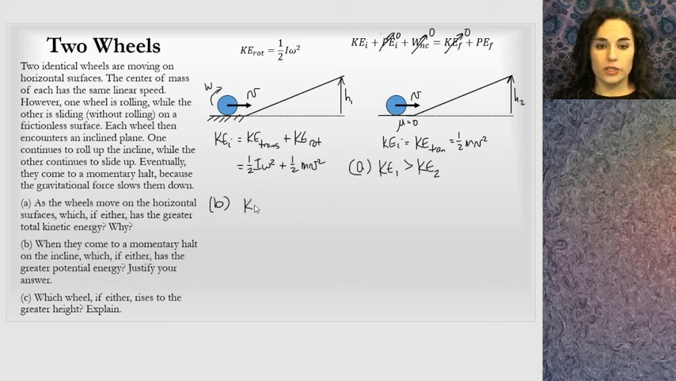So I get this equation, kinetic energy initial equals potential energy final, which tells me whichever one has the higher kinetic energy has the higher potential energy. So I can write that down. Potential energy 1 is going to be greater than the potential energy 2 because there's more energy to begin with, this additional rotation.